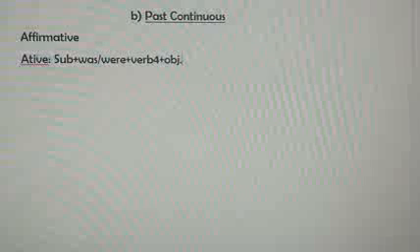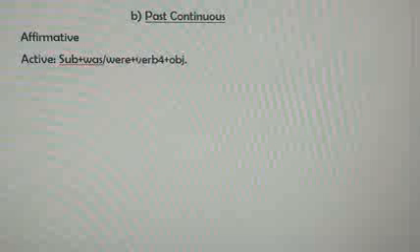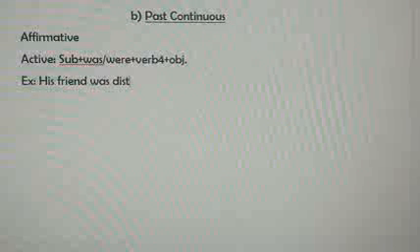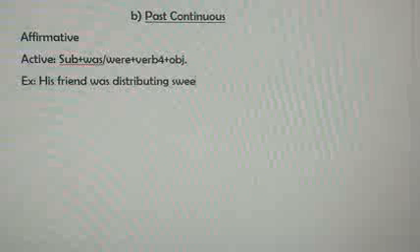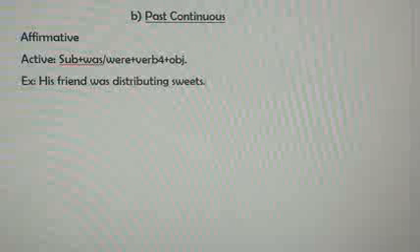And now I will place an object. Right, my dear children? Now, let me write a suitable example for you for the past continuous. His friend was distributing sweets.